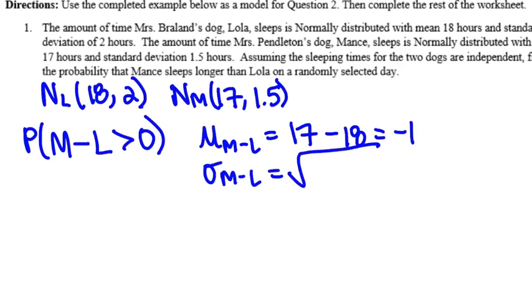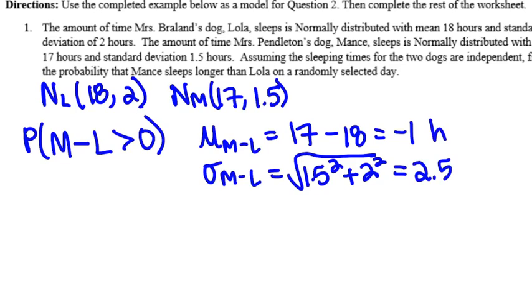Now for this formula, we have to find their variances first. We'll do Mance's squared, always plus Lola's squared. So 1.5 squared plus 2 squared, square rooted. I'll do that in my calculator. Square root that, and we get 2.5. We always want a positive standard deviation. If we had tried to subtract those, we would have gotten an error in the calculator. So that's one reason why it's always plus.